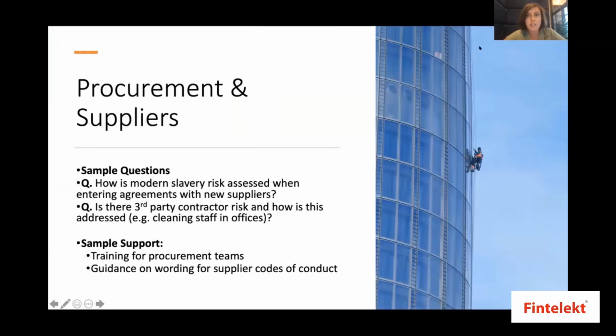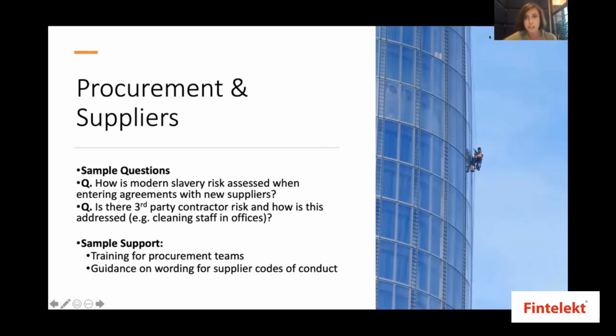Now, another area that the assessment covers that may be less obvious if you're more of an AML professional would be that of procurement and suppliers. So banks have their own supply chains. If you have offices, you might have cleaning staff, you might have maintenance staff that are employed within those offices that are third-party subcontracted staff. So the bank might not have direct oversight on their working conditions. And this is a really interesting area of risk to explore.